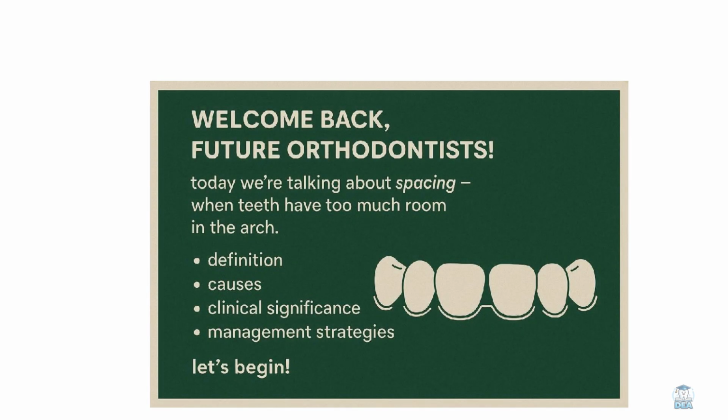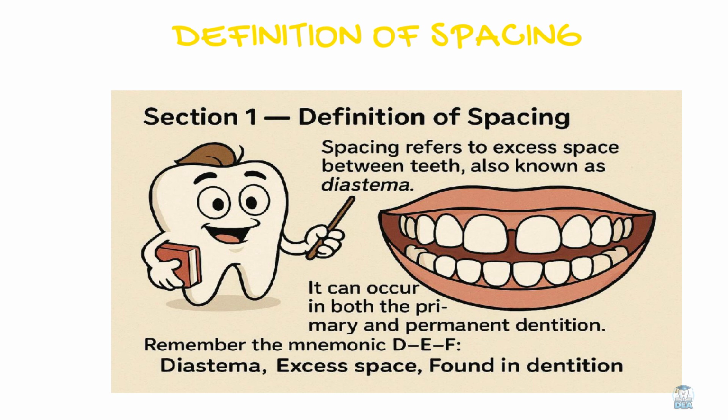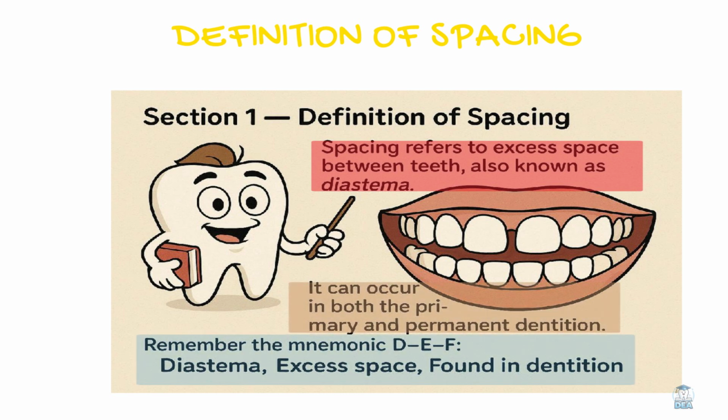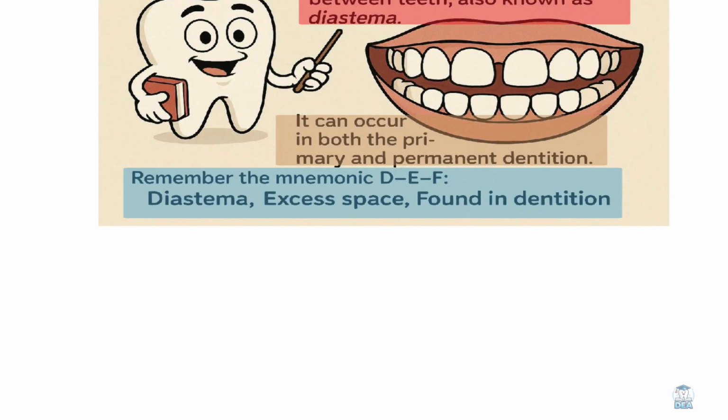Welcome back, future orthodontist. Today we talk about spacing, when teeth have too much room in the arch. Spacing, also called diastema, can occur in both primary and permanent dentition. Remember the mnemonic DEF: diastema, excess space, found in dentition.